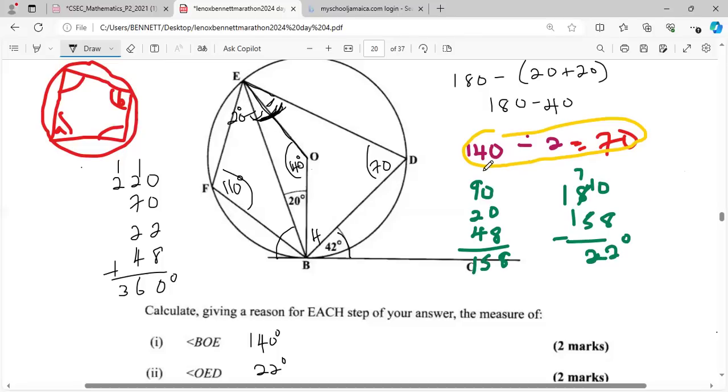Another way we could look at it is to use angles in a triangle, which was what I did right here. So we added 90, which is the 48 plus the 42. This gives me 90, right? No, it was what? 48 plus the 20. Yeah, 48 plus the 20 plus the 70, and that gives 158. And then we subtract, because that's angles in a triangle. So two ways you could find that.